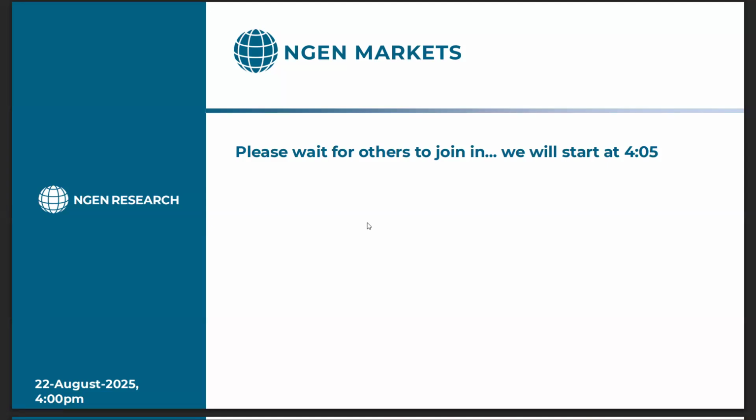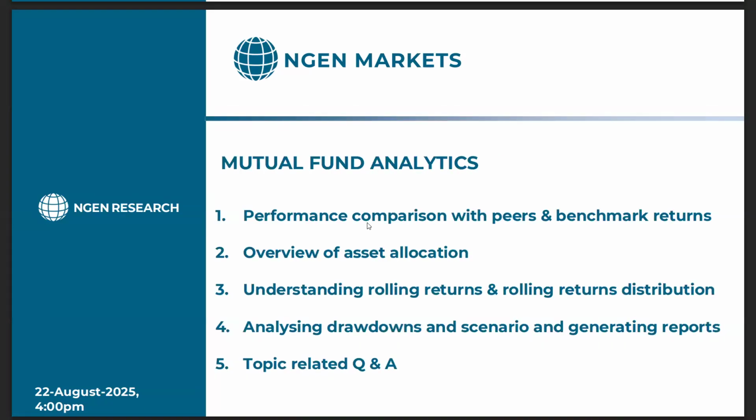Meanwhile, others join in. Let us have a look at today's topic. Today we'll be looking into how you can conduct an analysis of a mutual fund in comparison to the benchmark and peers. We'll then look into asset allocation, followed by understanding rolling return and rolling return distribution, followed by understanding drawdown and scenario analysis. Towards the end, we look at the reporting option available. Lastly, the forum will be open for a Q&A session. Please keep the questions related to the topic.